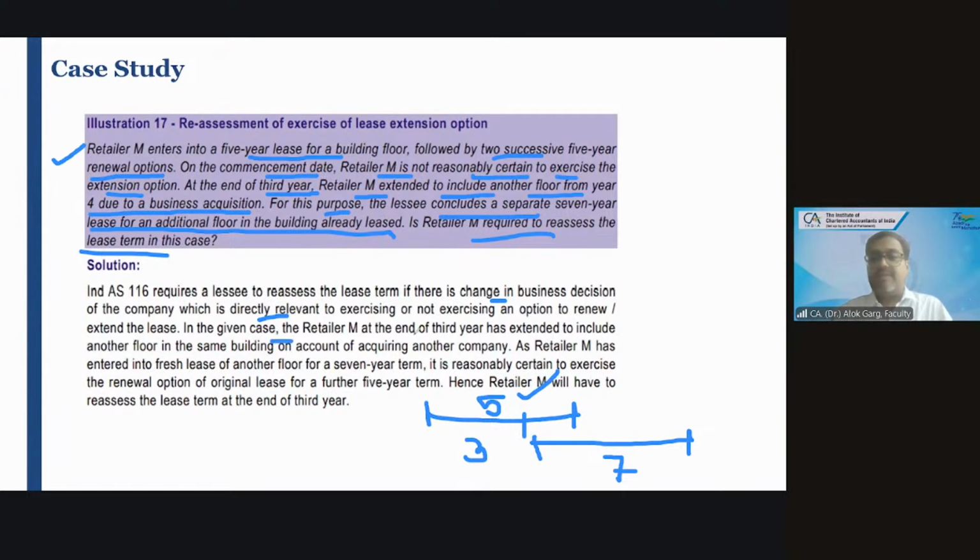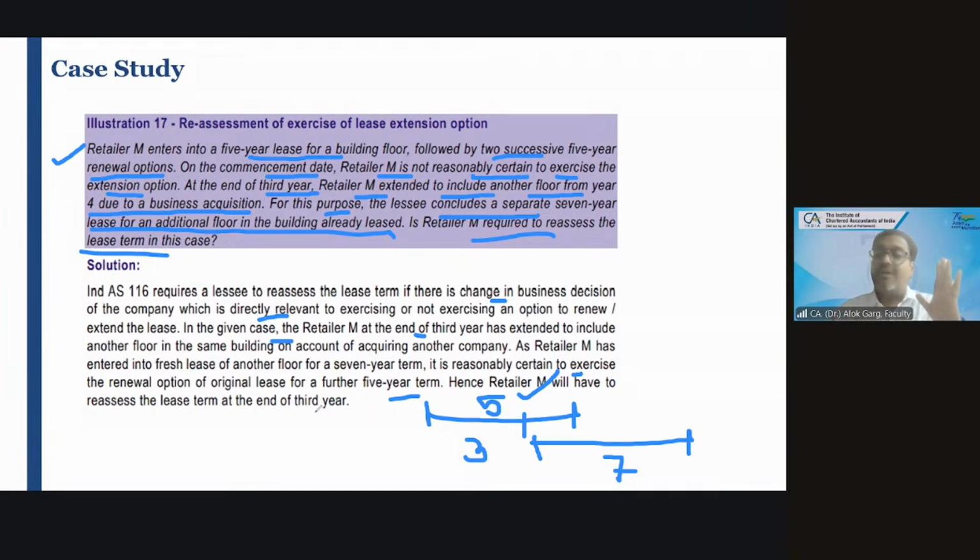In the given case, the retailer M at the end of the 3rd year has extended to include another floor in the same building on account of acquiring another company. As retailer M has entered into a fresh lease of another floor for a 7-year term, it is reasonably certain to exercise the renewal option of the original lease for a further 5-year term. Hence, retailer M will have to reassess the lease term at the end of the 3rd year.